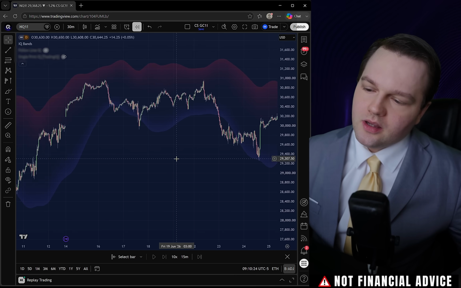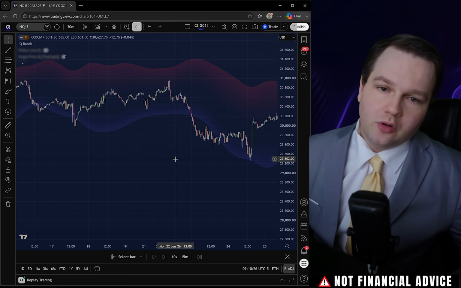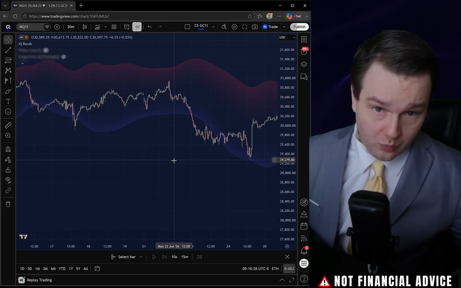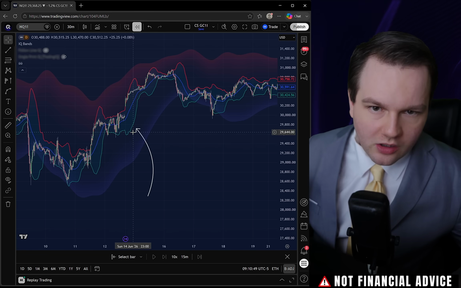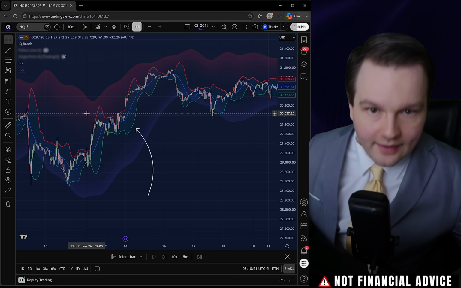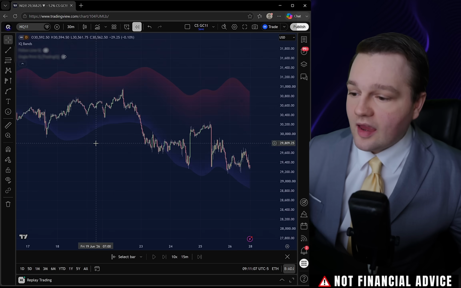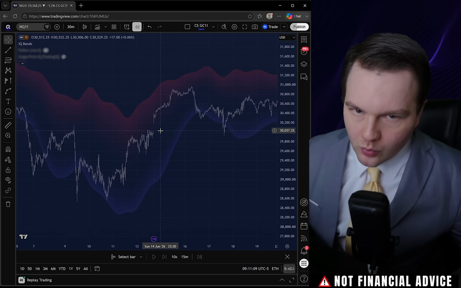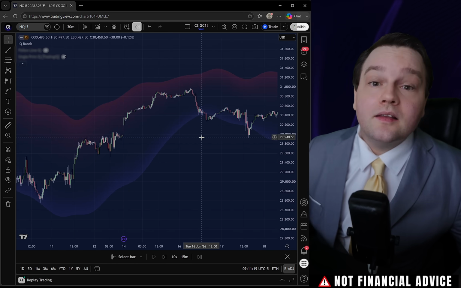Now, you might be thinking, Keo, these just look like Bollinger Bands. And I have to tell you, you're wrong. This is what Bollinger Bands look like. Way noisier, way less helpful. But the premise is the same. What IQ Bands are doing are, simply put, volatility bands.